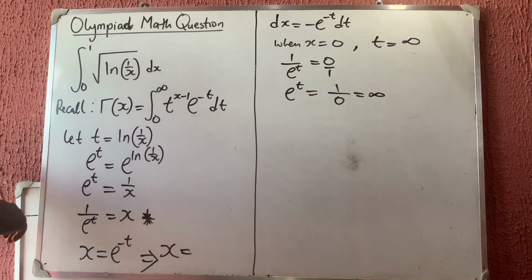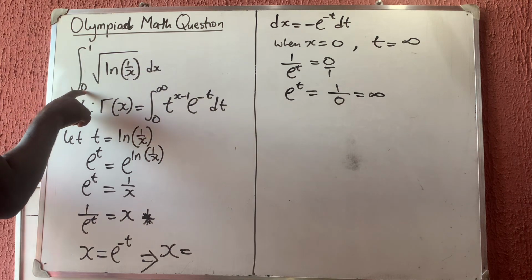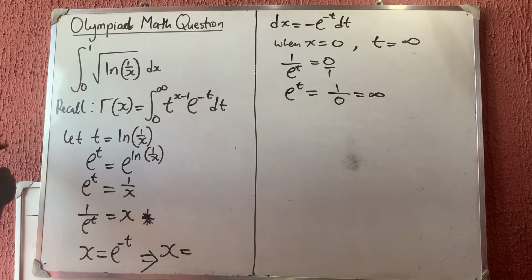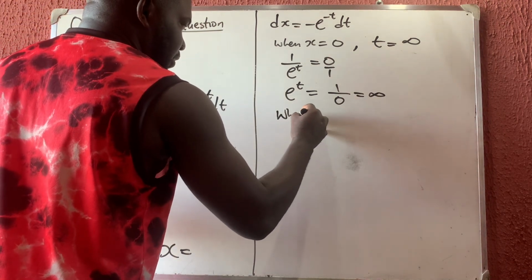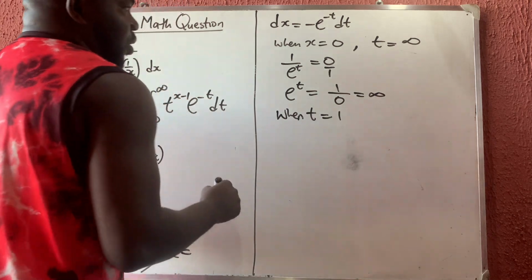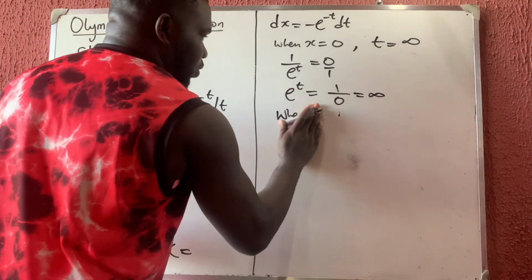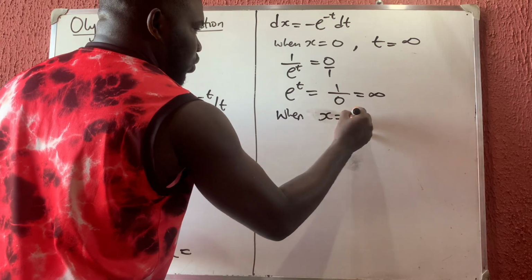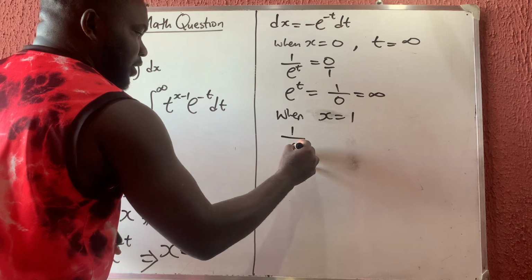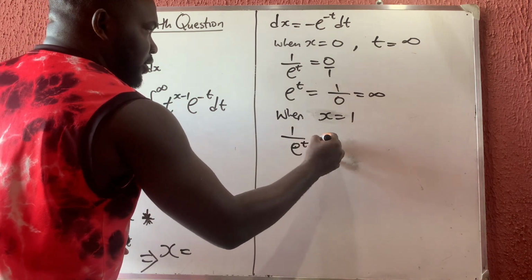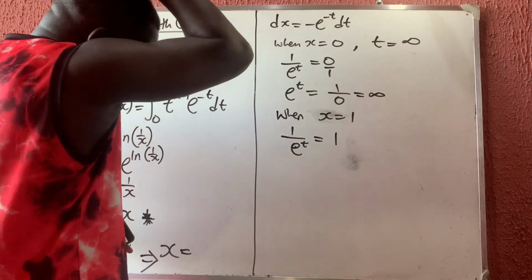Now we have checked when x is 0. Now when x is equal to 1, let's see what we are going to get. Sorry, when x is equal to 1, not t. So let us put it here again. I have that 1 over e raised to power t is equal to 1, okay. So this is what?